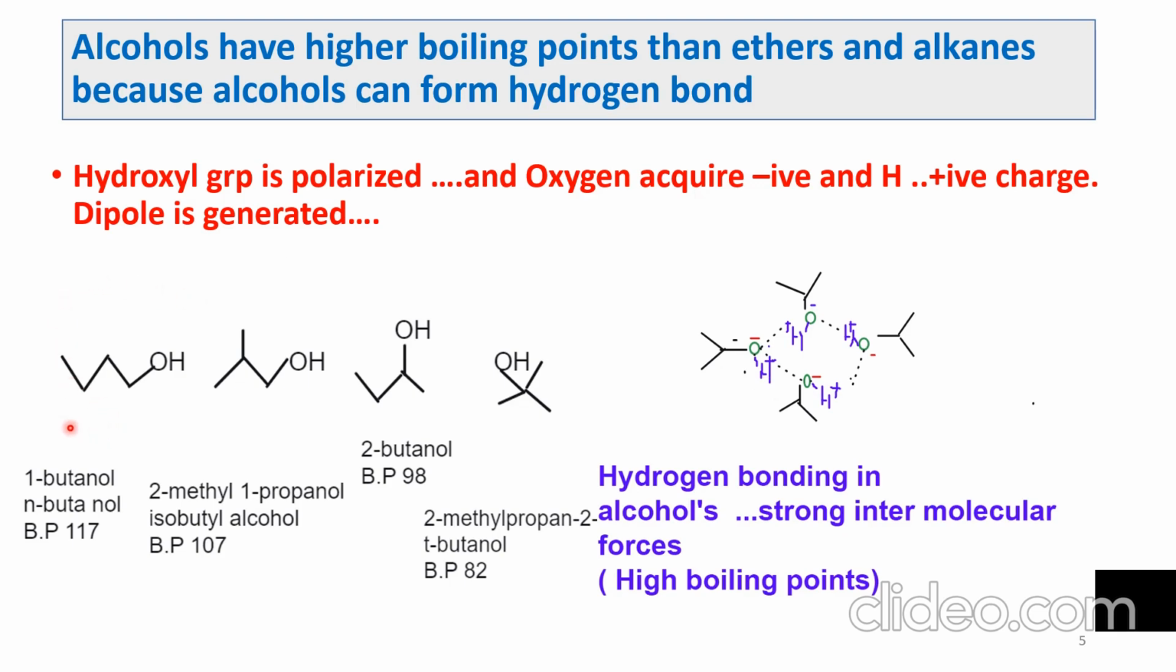Here in this example, you can see as the branching of the alkyl chain is increasing in alcohol, the boiling point is decreasing. How does this happen? Because van der Waals forces decrease with the decrease in surface area. As the branching increases, surface area decreases, so van der Waals forces decrease, and this is the reason that as the branching increases, the boiling point of alcohol decreases.